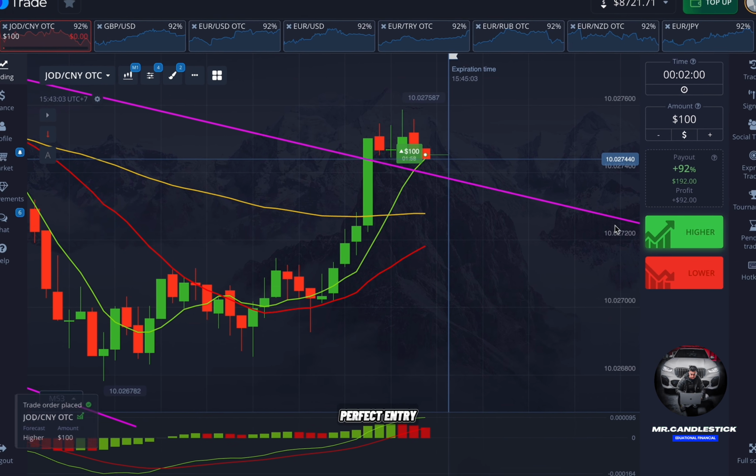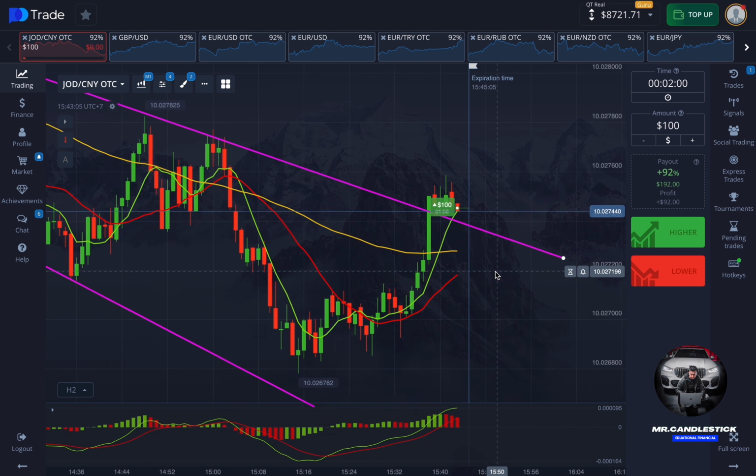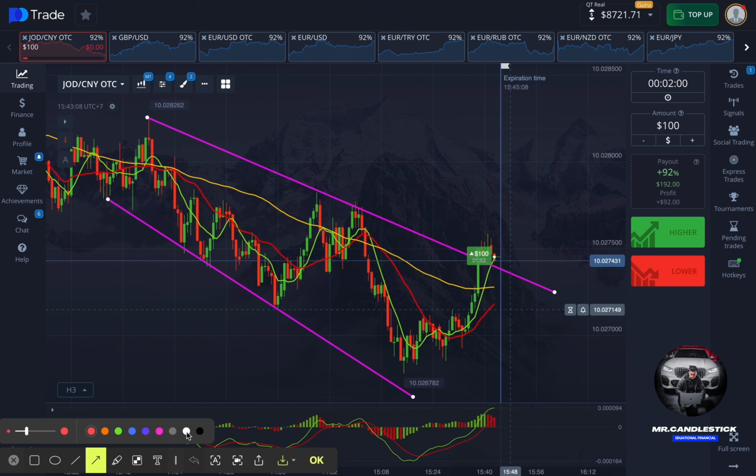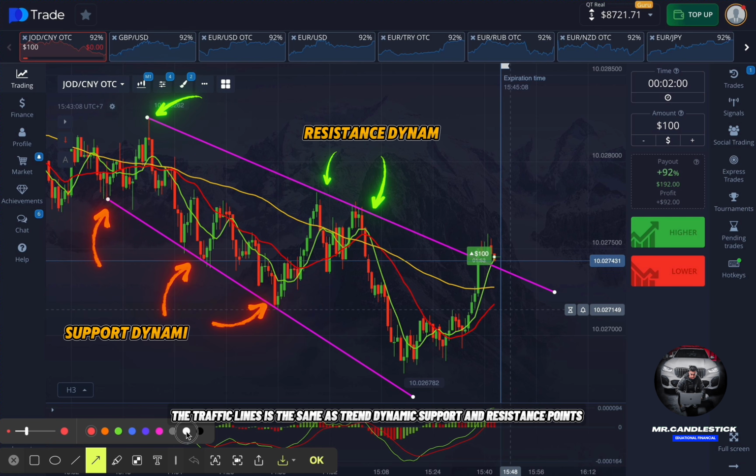Nice! Perfect entry. Entry on the green line. I will explain again why the traffic line is very effective. The traffic line is the same as trend dynamic support and resistance points.